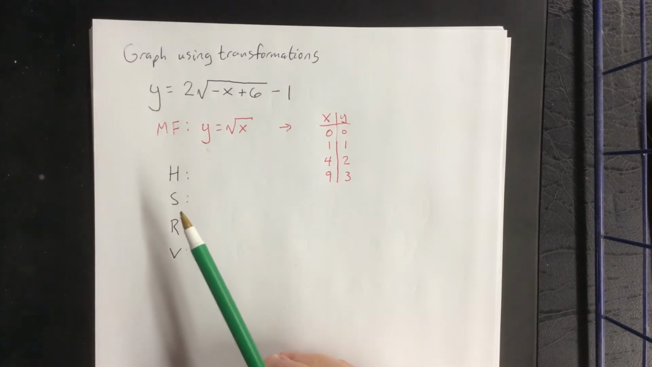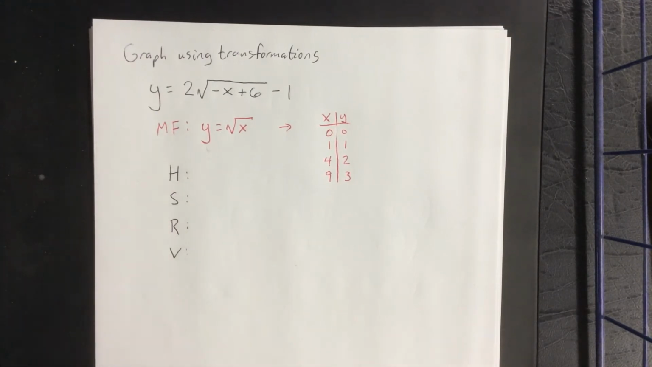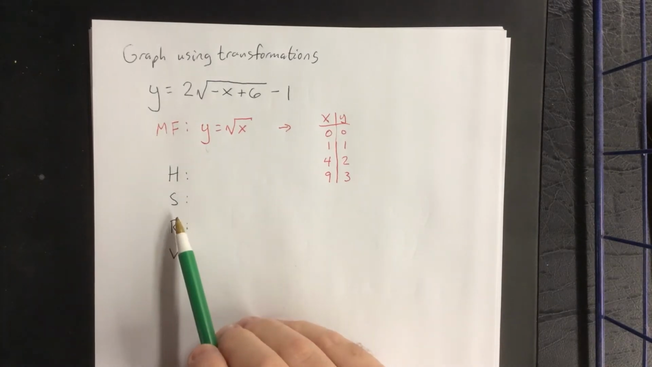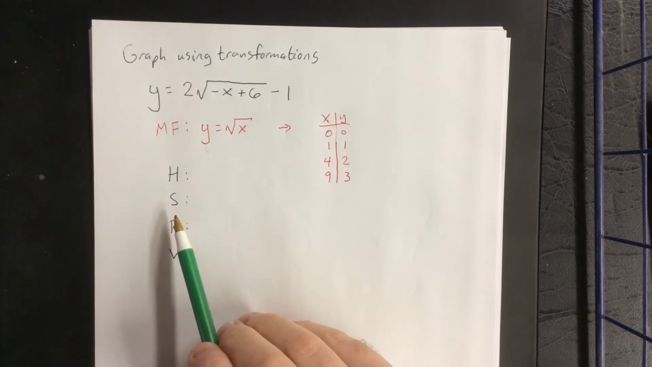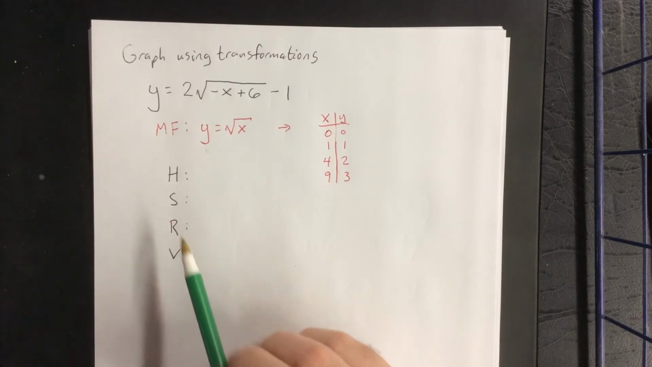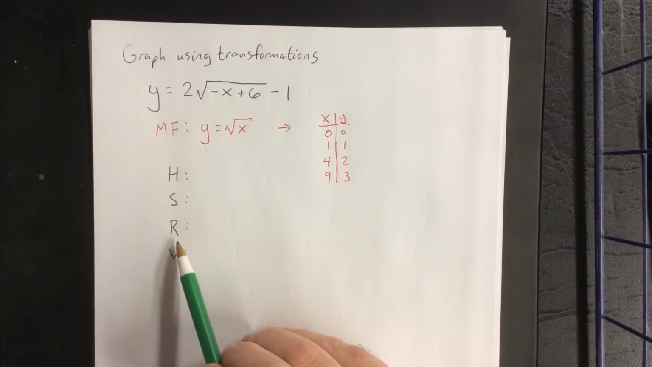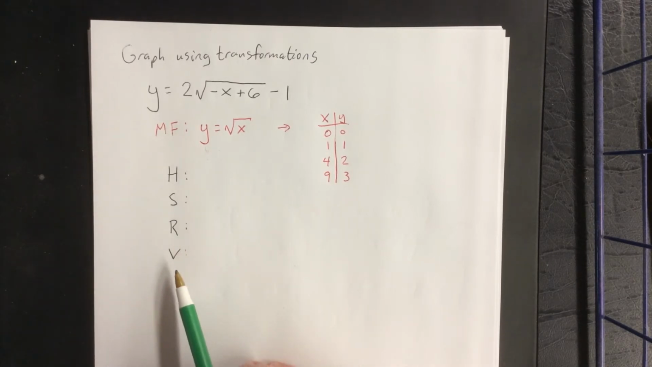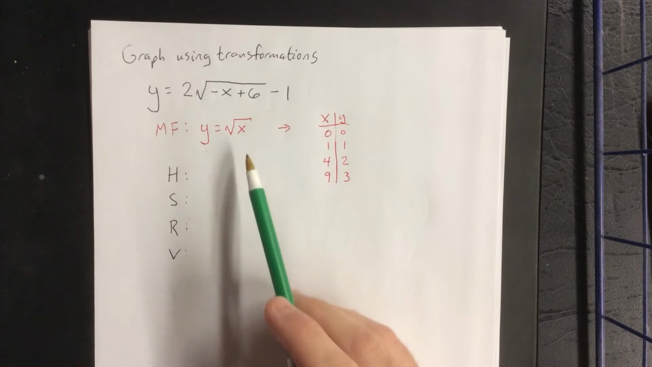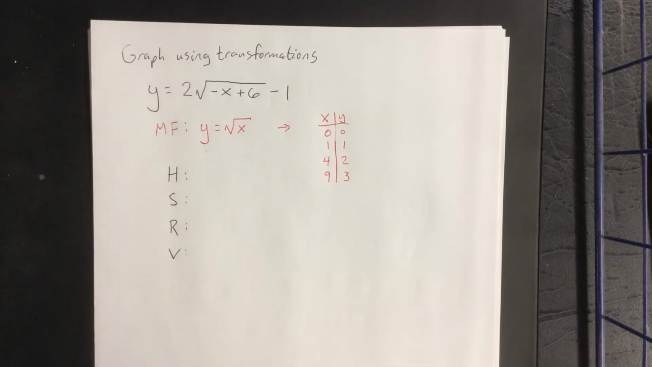H stands for horizontal shift. Horizontal shift is when we see something added or subtracted directly from the x variable. S stands for stretch or shrink, which is from multiplication by a constant, a positive constant specifically. Reflection is from multiplication by -1, and V stands for vertical shift, which is adding or subtracting from the mother function rather than from the x variable.